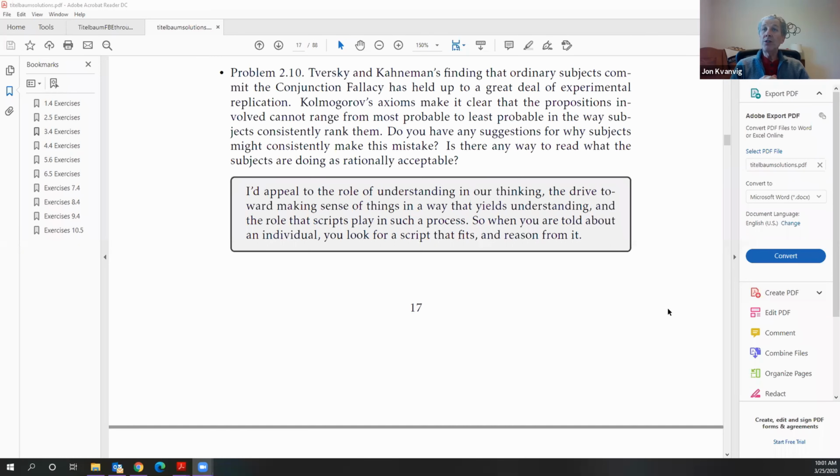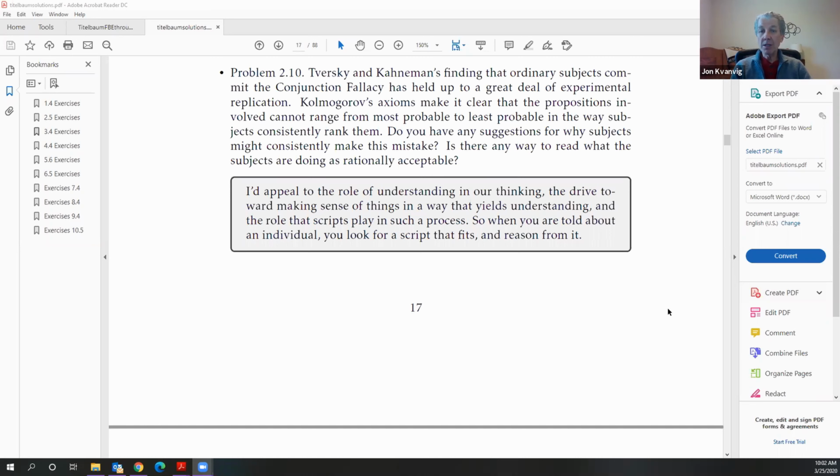And once you do that, you have this feeling of having come to understand the person in a way that you didn't before. So when you are told about a person or you observe an individual doing something, you look for a script that fits and you reason from it. But scripts, remember, are going to be much more extensive bodies of information. So the description will be limited in a certain way.